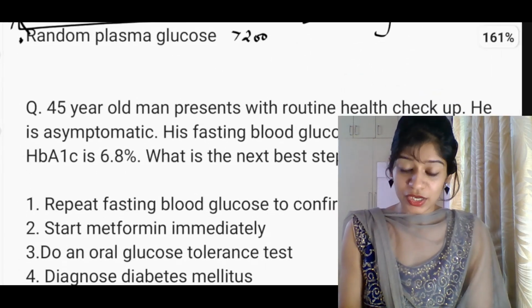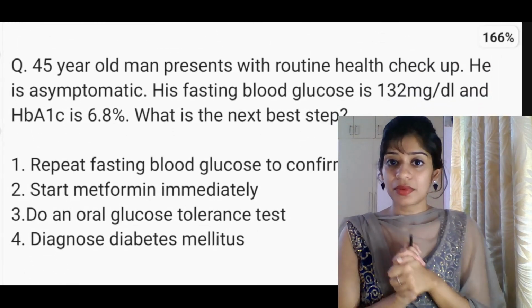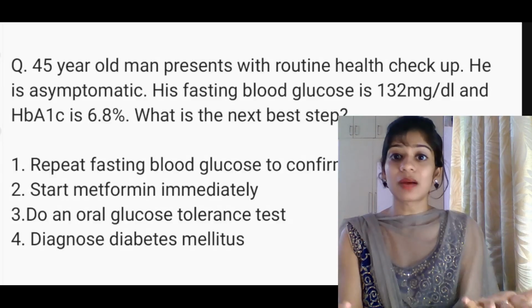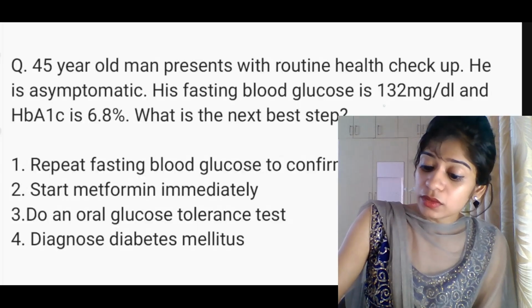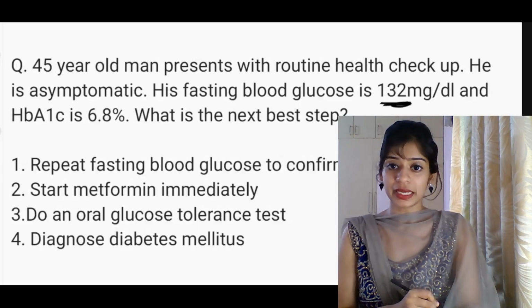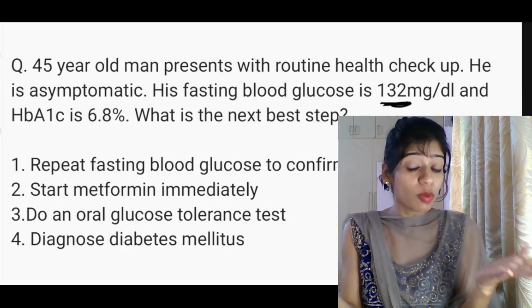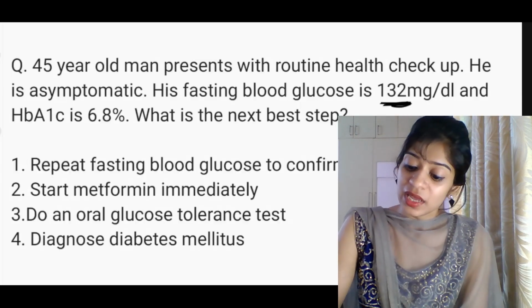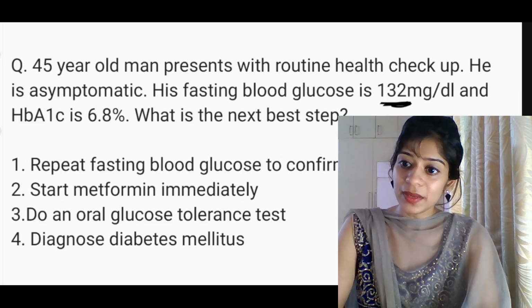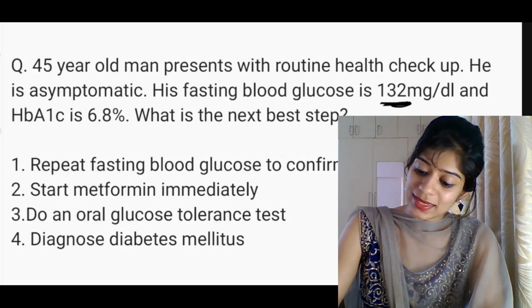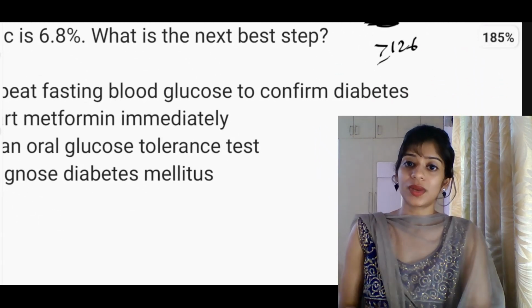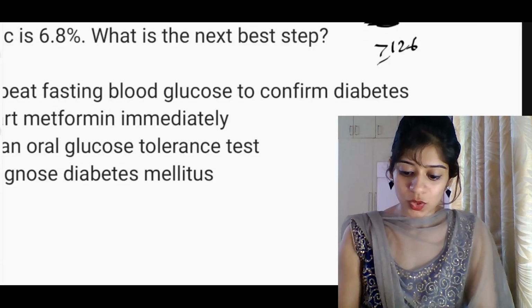Okay, we'll read the question. A 45-year-old man comes for a routine health checkup. He is asymptomatic. See, his fasting blood glucose is 132 mg per dl. That means what? Normal fasting blood glucose level is how much, dear? It should be less than 100. If it is more than 126, we label him as diabetes. So you got your answer.